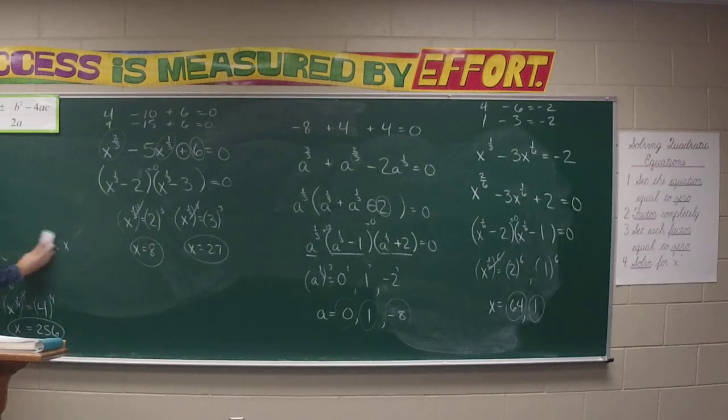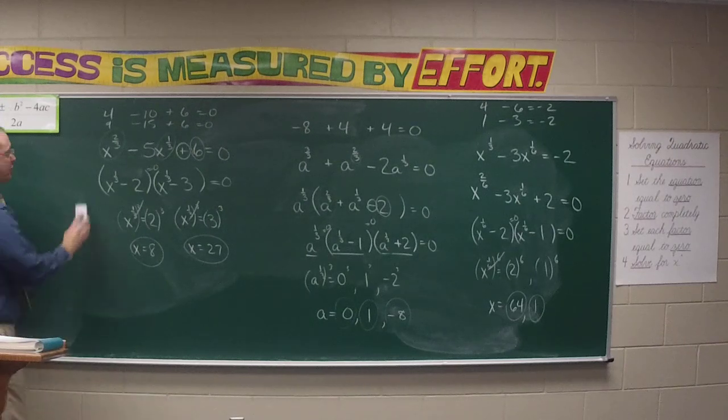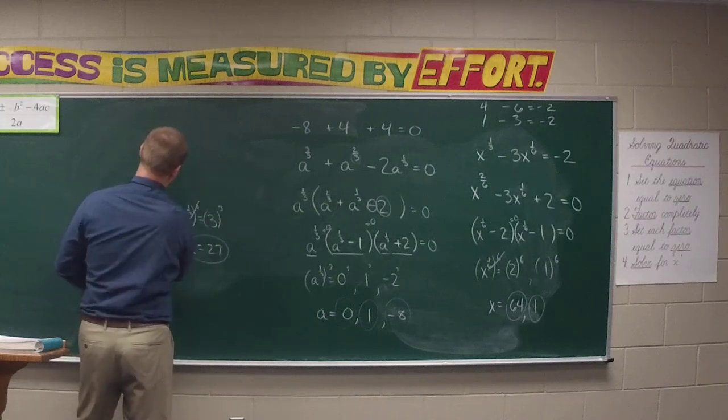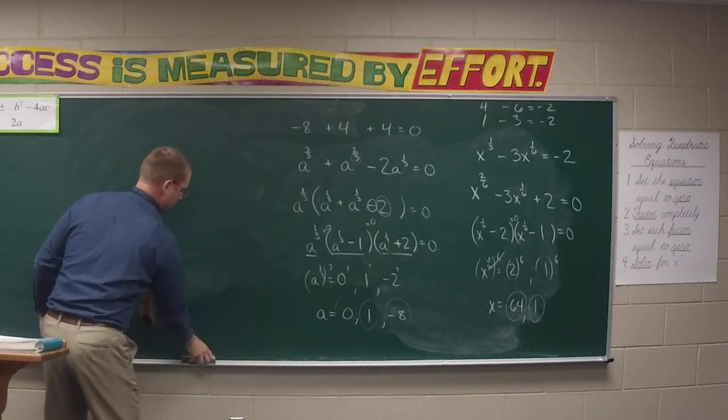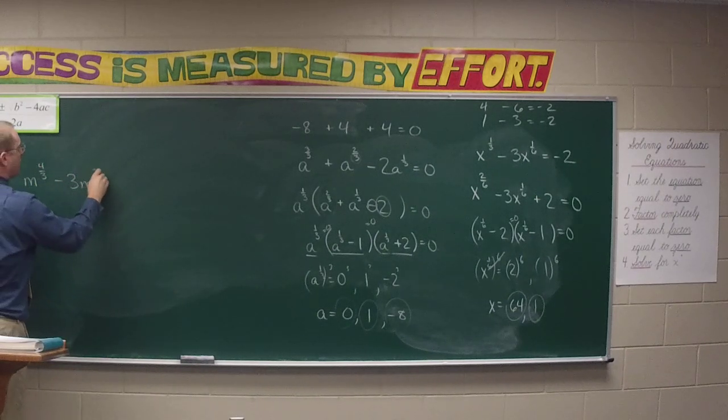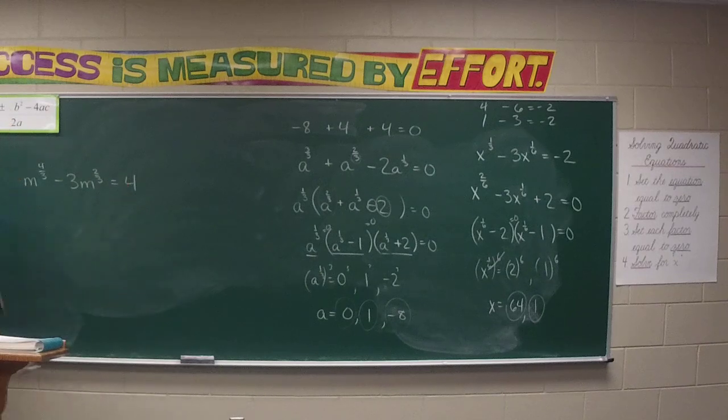Write this down. If you would, m to the 4/3 minus 3m to the 2/3 equals 4. m to the 4/3 minus 3m to the 2/3 is equal to 4. What do you suppose we should do first here, Genesis?